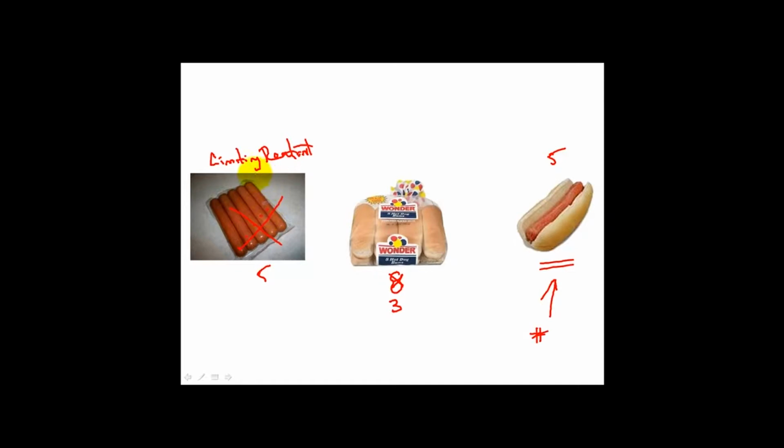What's it going to be limiting? Why do we call it limiting? Because it only limits us to making 5 hot dogs. Now with the buns, we had the potential of making 8. We have the potential of making 8. We have 3 left over. So this is going to have a name as well. It's going to be called the excess reactant.